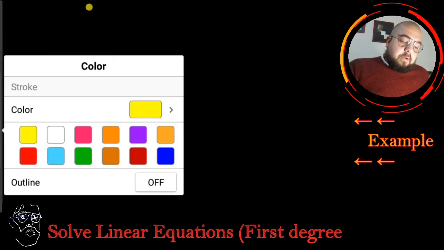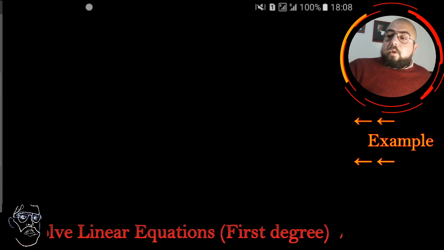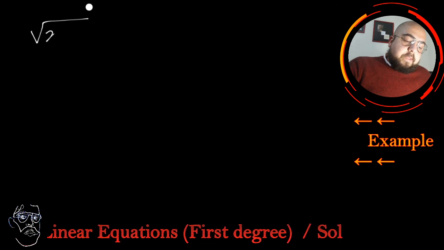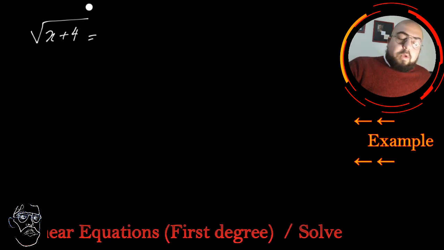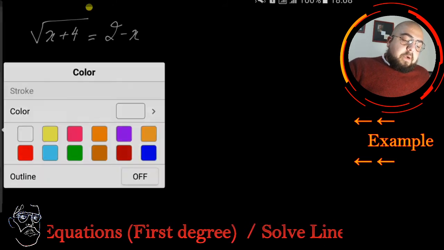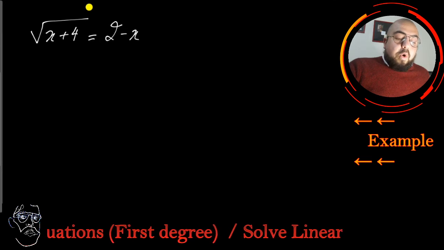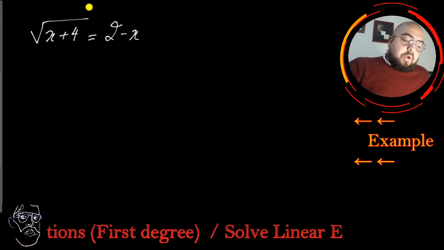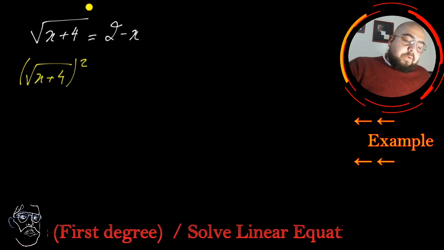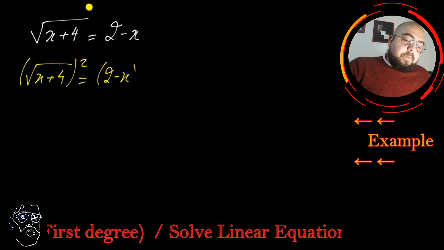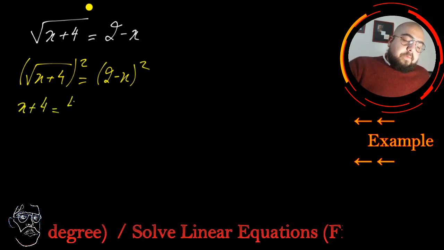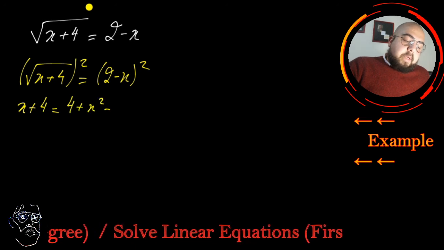Let's take another example. What about the square root of x plus 4 is equal to 2 minus x. So whenever you have a square root, you should take the whole part to the power of 2. So I should write down square root of x plus 4 to the power of 2 is equal to 2 minus x to the power of 2. So it will be x plus 4 is equal to 4 plus x squared minus 4x.